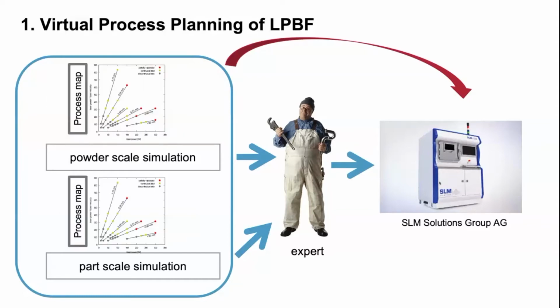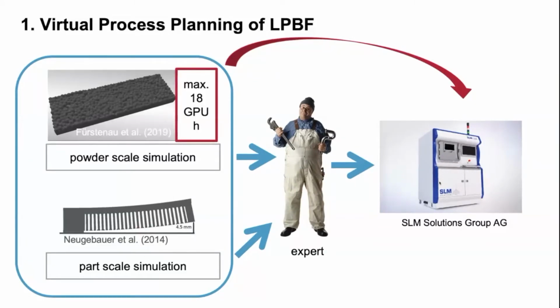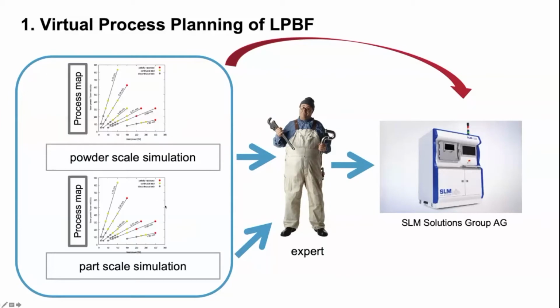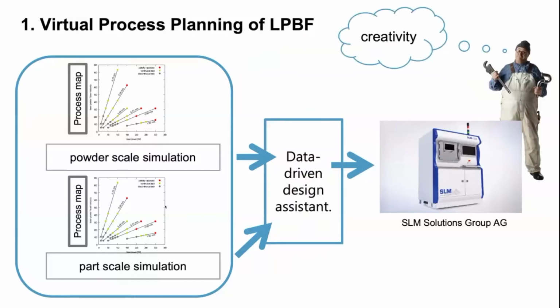What we need for that is, in my opinion, that we need to not focus on the coupling of the different scales in a numerical setting or the standard modeling setting, because all the information which you take from the powder scale is then averaged on the part scale. So we should rather focus on virtual process maps for each type of simulation. And from these process maps, we can then build a data-driven design assistant, which helps to bring this information into the machine. And the expert has then time for creativity and other things that humans are better at than interpreting data.